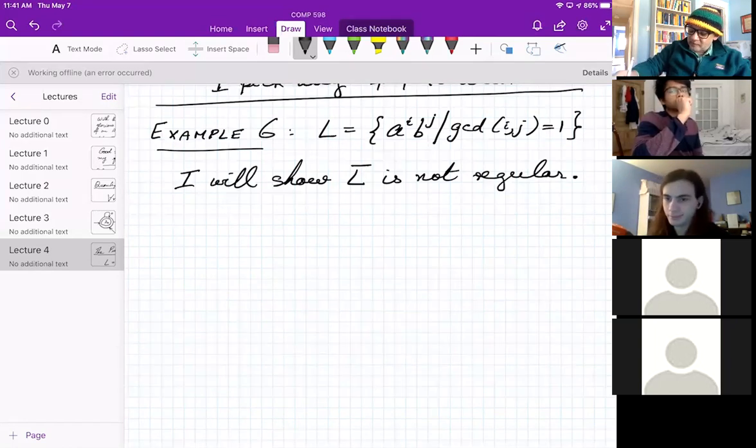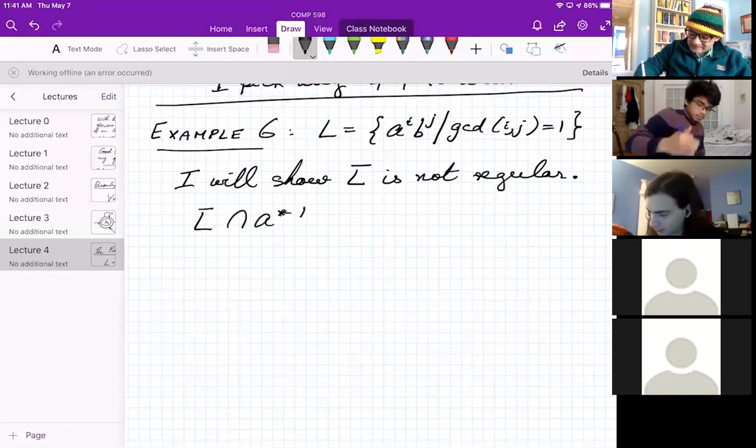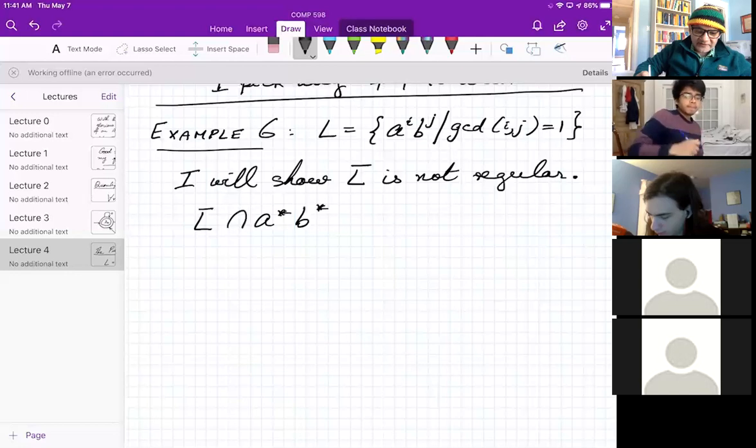Okay, so let's look at L complement. So what's L complement look like? A big mess. So we're going to look at, just to be precise, L complement intersection A star B star. So in my notes, I didn't say that, but that's certainly what I intended.